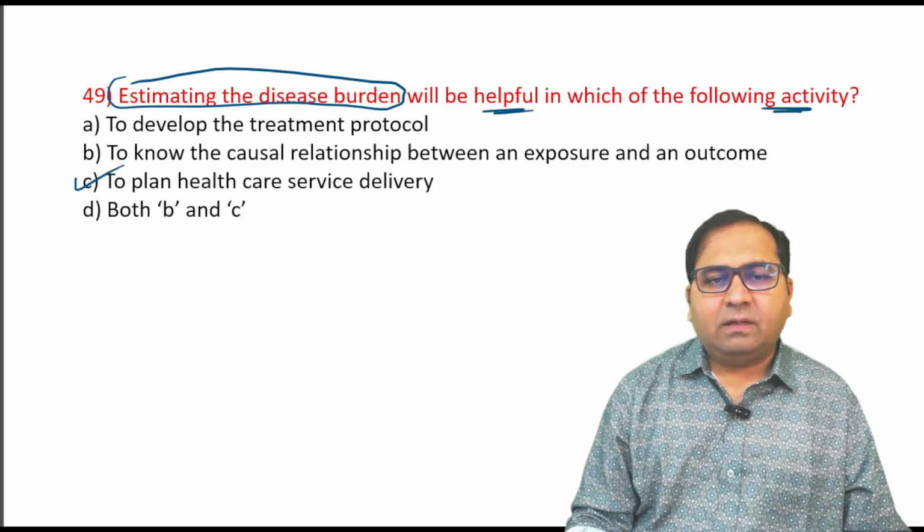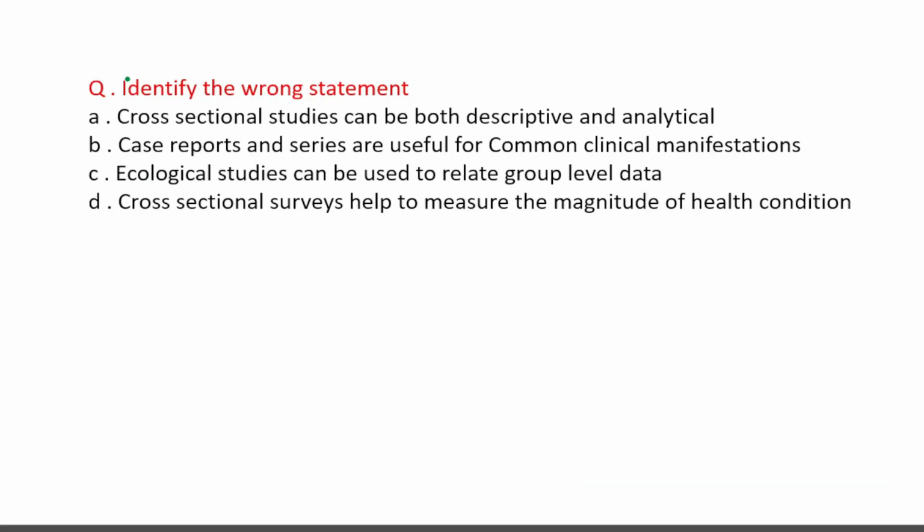Okay, then let us see this question. Identify the wrong statement. That means out of these four, three are correct and one is wrong. Now let us see the statements. A, cross-sectional studies can be both descriptive and analytical. Or B, case reports and series are useful for common clinical conditions. Or C, ecological studies can be used to relate group level data. Or D, cross-sectional surveys help to maintain the magnitude of health condition. So out of these four statements, what is wrong?